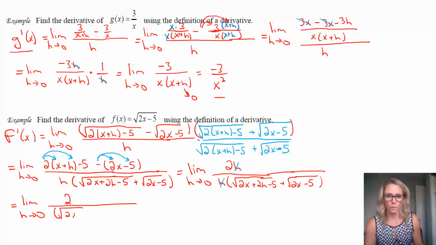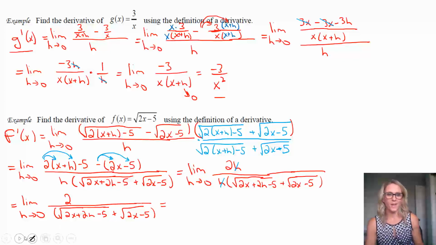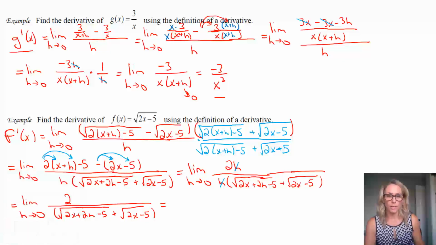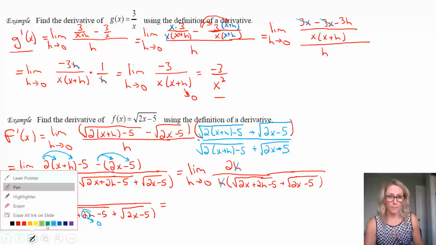So we've got the square root of 2x plus 2h minus 5 plus the square root of 2x minus 5. Yay. All right, so now we notice that there's no h in the numerator and the h in the denominator is not a factor. So now all we have to do is take our limit, and that just means plugging in 0 for h and seeing what happens. So this piece goes to 0, but that's the only thing that happens.